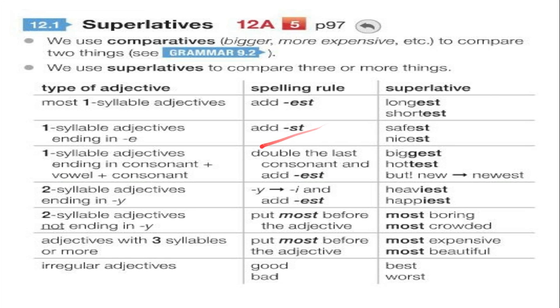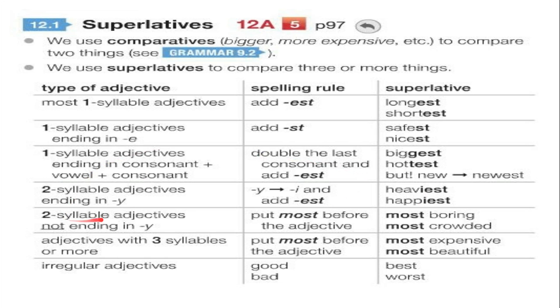Whenever we have one syllable adjectives with a consonant in between two vowels, we double the consonant. It says one syllable adjectives ending in a consonant plus a vowel plus a consonant. Example: big has a G between a B and an I, so we see double G, biggest. Hot, hottest, but not new, newest. We don't put double W, that would be an exception, but most of them do follow this rule. It says two-syllable adjectives ending with Y. Whenever we have that, we drop the Y, change it for I, and add EST. For example, the heaviest, the happiest, the nicest, the smartest.